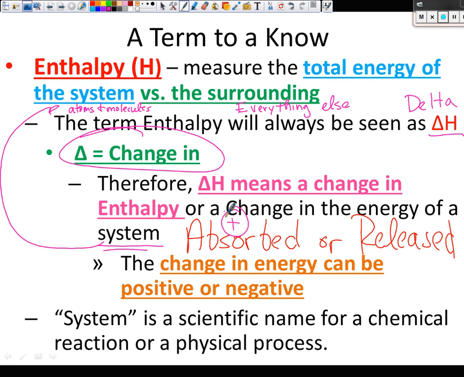Well, what's the alternative? If energy is released, what do you think that sign's going to be? Negative. We'll keep that in mind because we're going to come back to those two small topics that I think are important. So we've already defined system as atoms or molecules, but down here at the bottom, you probably didn't see this. It says the system is a scientific name for a chemical reaction or a physical process.